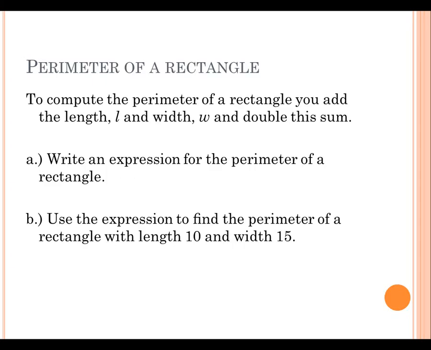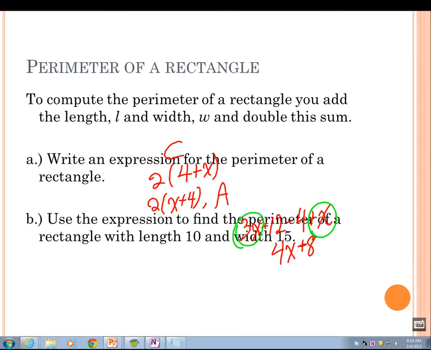So, perimeter of a rectangle. To compute the perimeter of a rectangle, you add the length and the width and double this sum. Now you've had that before, but you've just never seen it worded like that. Write an expression to do the perimeter of a rectangle.